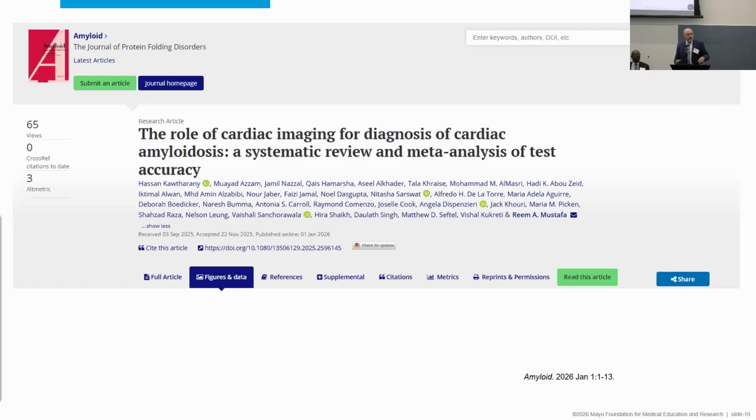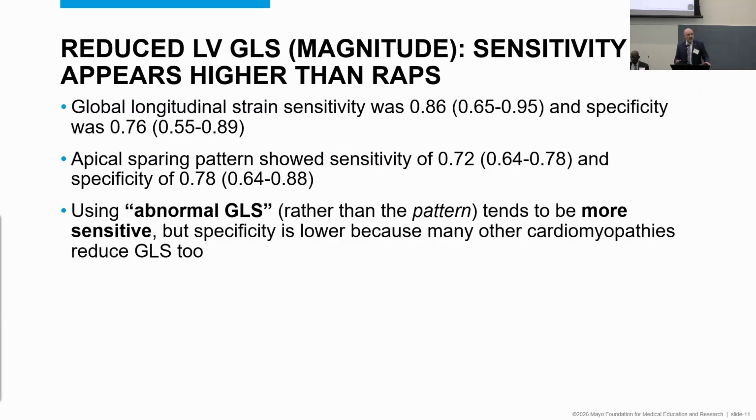This was another systematic review, a meta-analysis, asking whether longitudinal strain matters. The answer is yes. Longitudinal strain has a higher sensitivity but a lower specificity. The reason is that many different disease entities can give you abnormal longitudinal strain, which I just showed. You can have this with hypertensive heart disease, aortic stenosis, amyloidosis. All of those potentially could have a similar pattern.